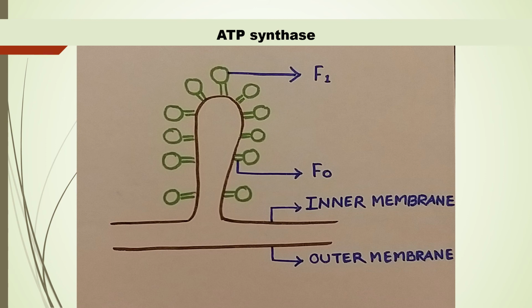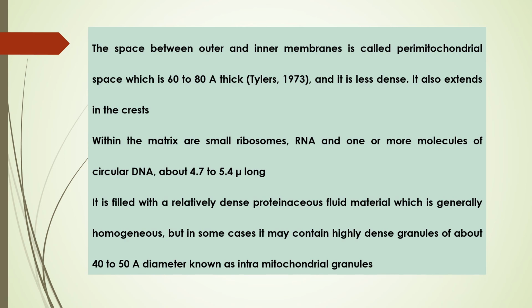Now this is ATP synthase. One crista has been magnified here to show the structure of ATP synthase. This contains the F1 particle, the F0 particle. Together it forms ATP synthase. Okay, this is the outer and inner membrane of mitochondria. Now we will see the space between outer and inner membrane is called perimitochondrial space, which is approximately 60 to 80 angstrom thick, and it is comparatively less in density.